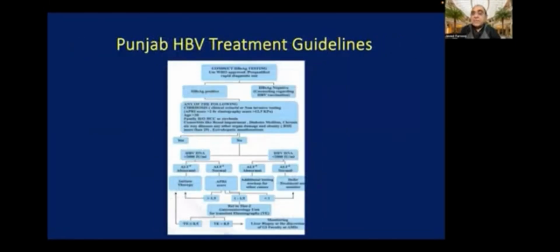Again, this is the Punjab HBV treatment guidelines, available online, and it shows that if the patient has a low viral load and the liver is okay, you can go for the treatment.